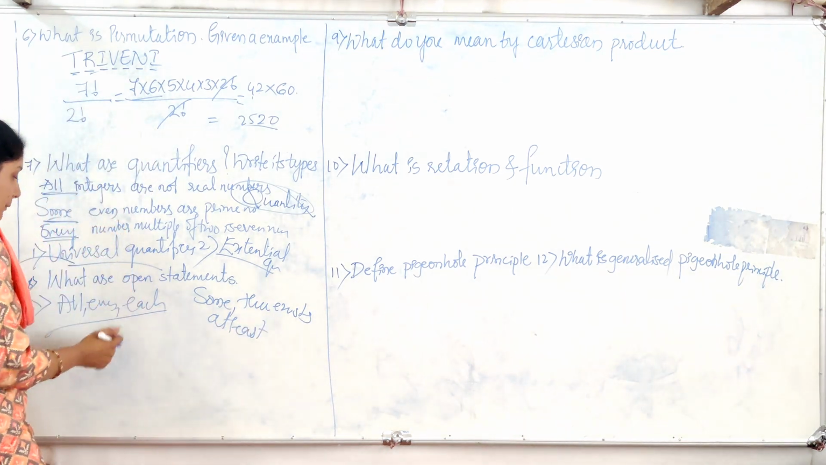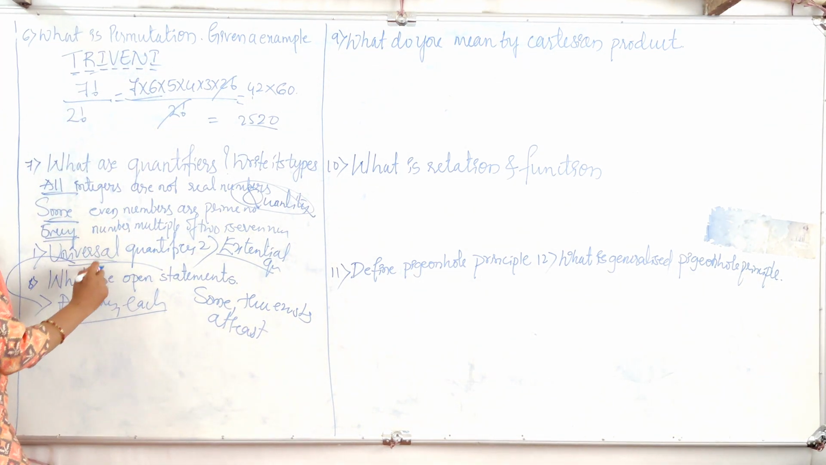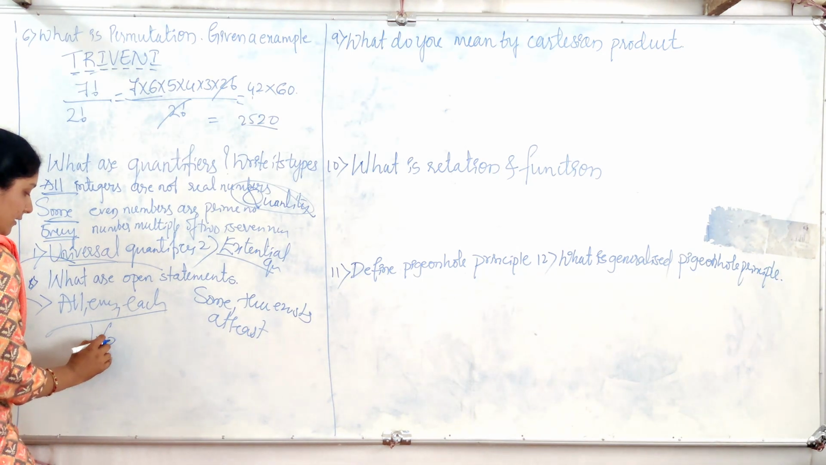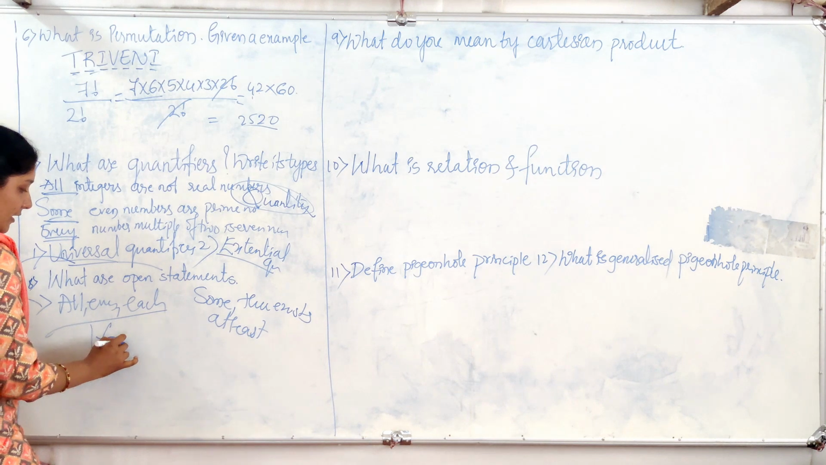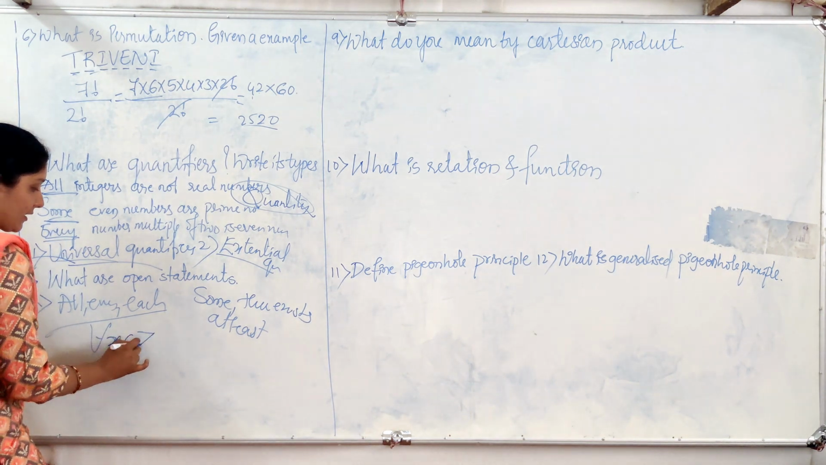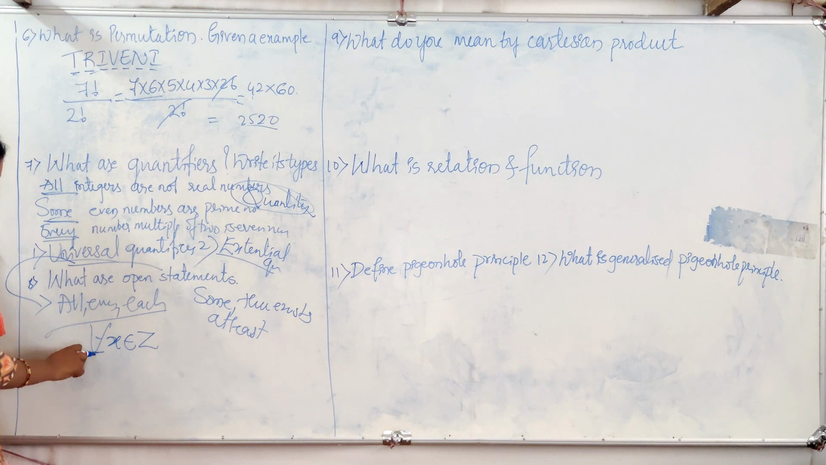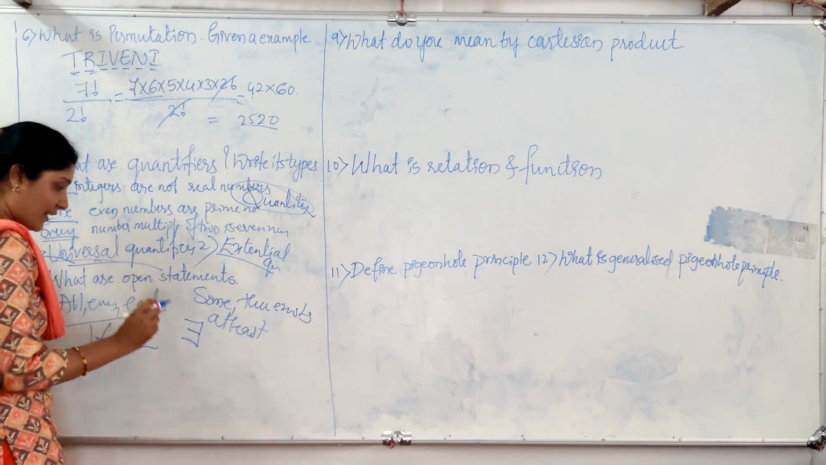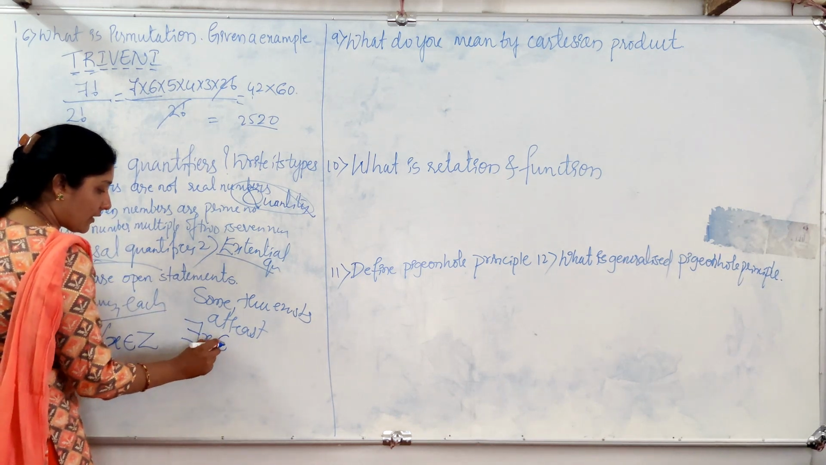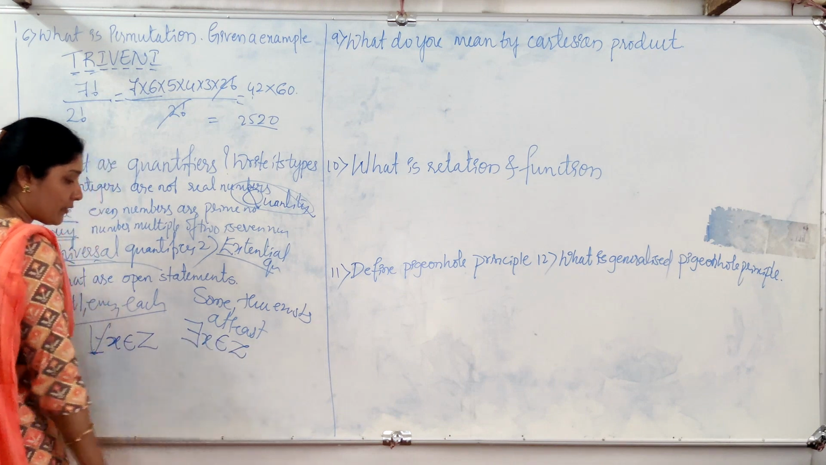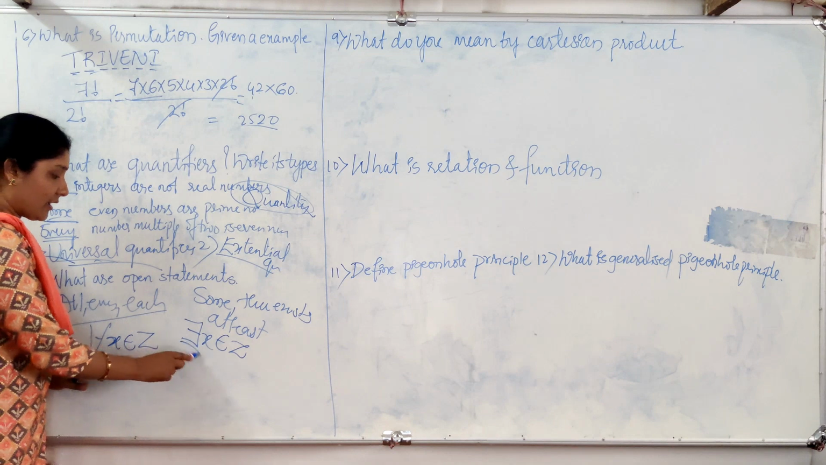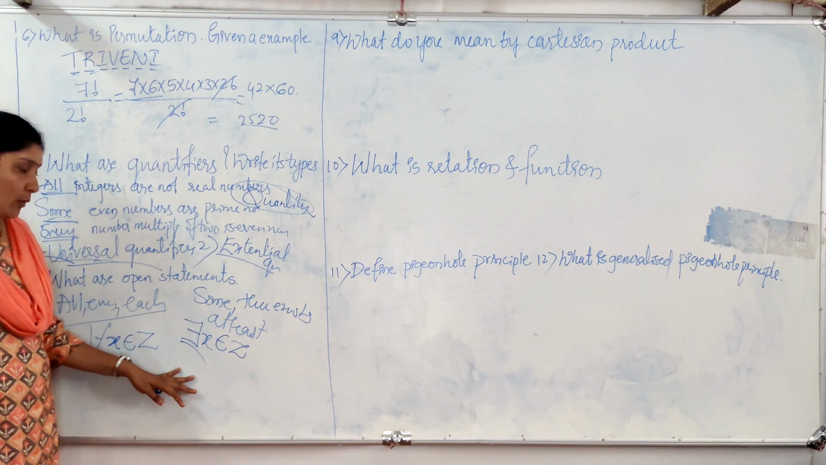And the symbol for universal is ∀, like this: for all x belongs to Z. So for all is the symbol of the universal quantifier, whereas existential means there exists, for some x belongs to the set of integers, like that. So this is the universal quantifier, whereas this is the existential quantifier.